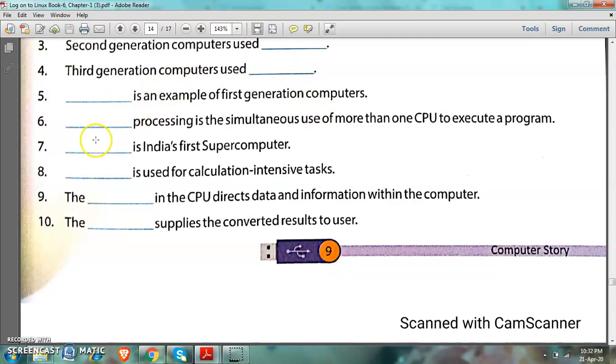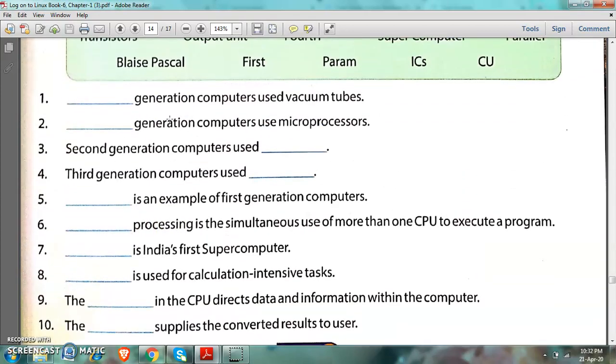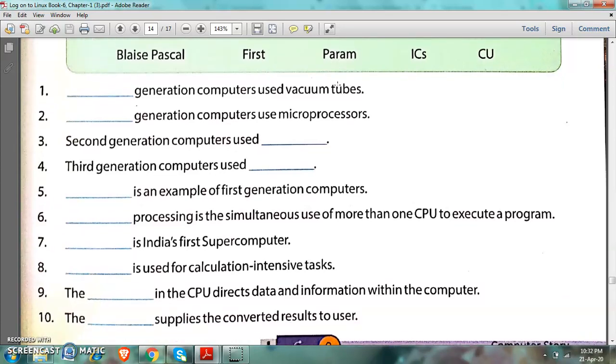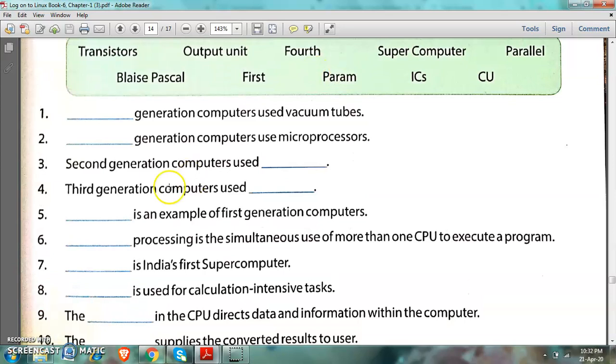Now come on number 7. Dash is India's first supercomputer. So here you have to write the answer Param. PARAM, Param. See the spelling. So Param is the right answer. You have to write in number 7. Now number 8. Dash is used for calculation intensive task.